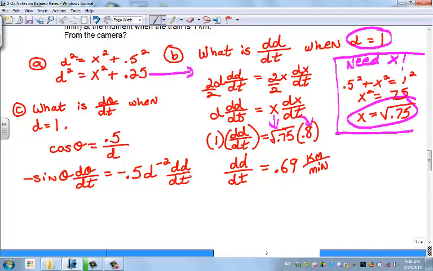Well, we have dd/dt from the previous problem. We know what d is. We know we can find negative sine theta as well. So we're going to be fine here. All we have to do is figure all this stuff out. Okay, so first of all, let's go ahead and find negative sine theta.